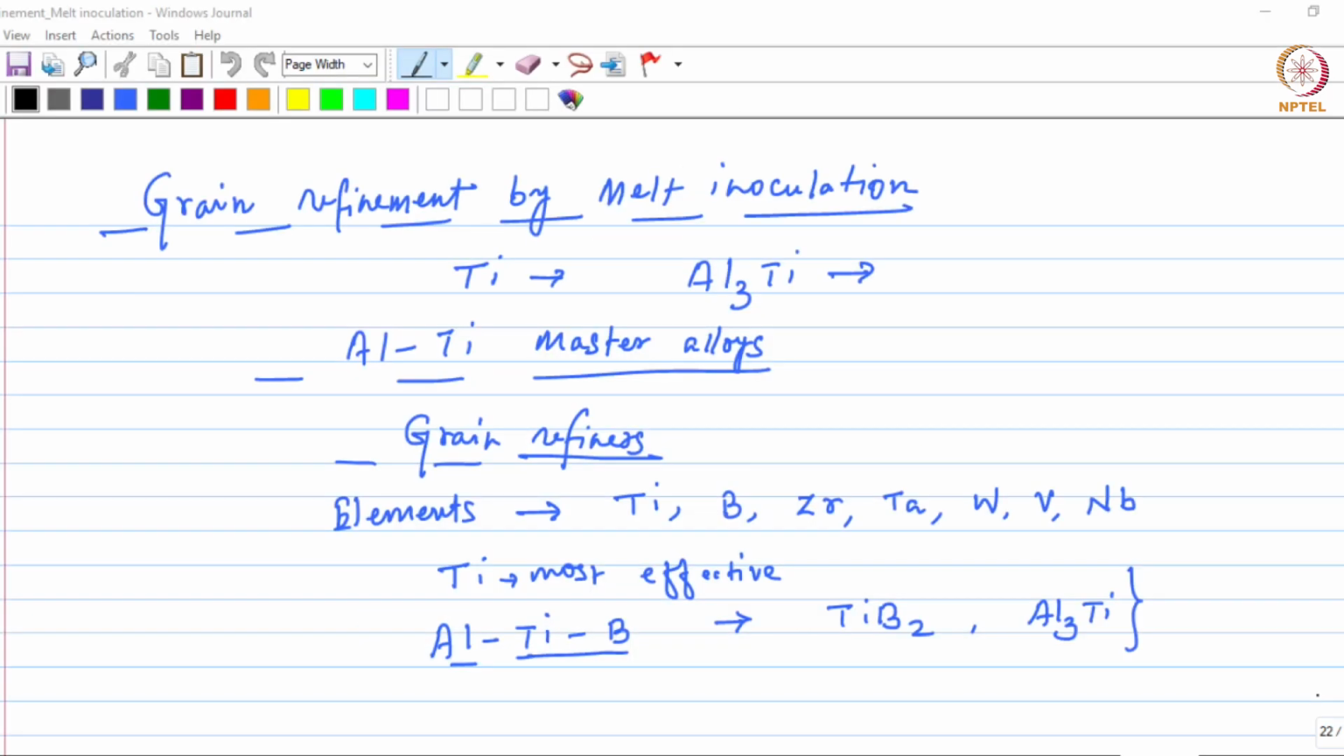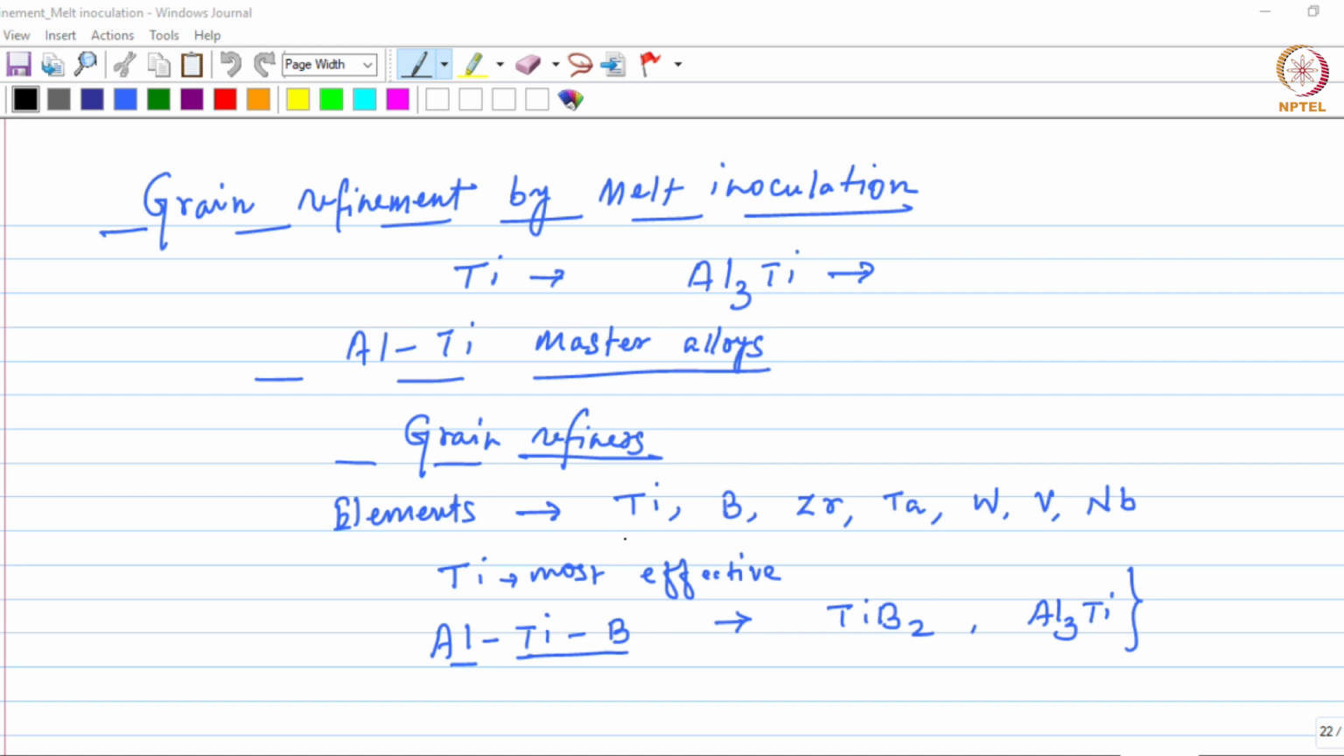Okay, so right now we are talking about grain refinement by melt inoculation, which is basically heterogeneous nucleation in the liquid metal. And this heterogeneous nucleation surface is provided by the inoculant, which is added to the liquid metal in the form of some solid particles. Okay, and we have talked about the different kinds of inoculants or grain refiners which are generally used in aluminium and its alloys.